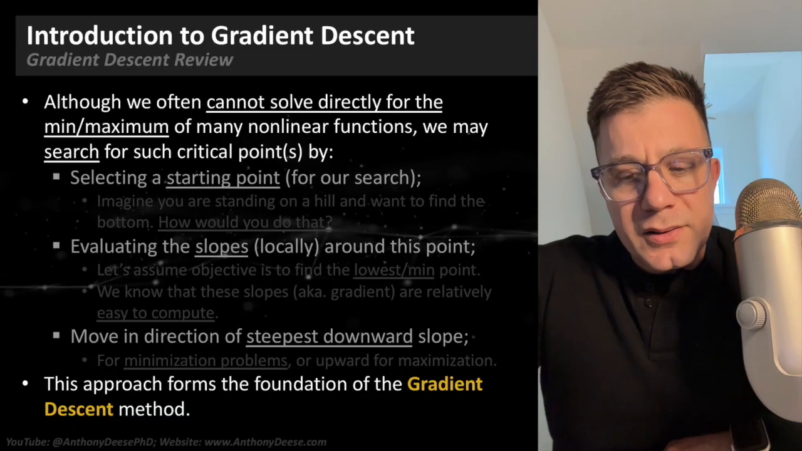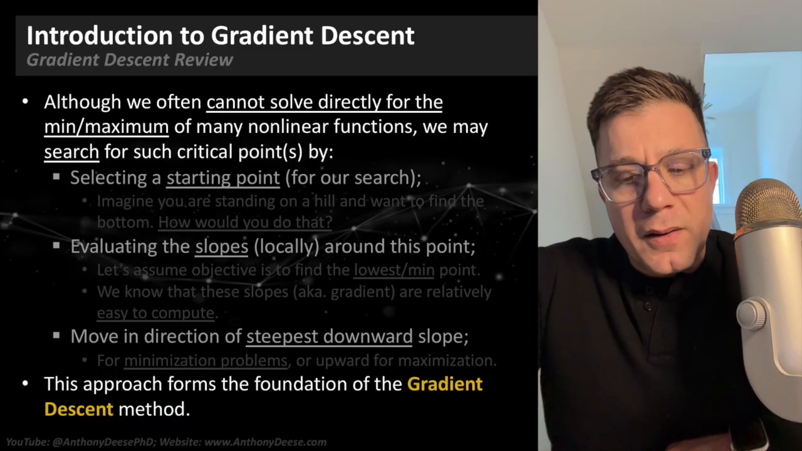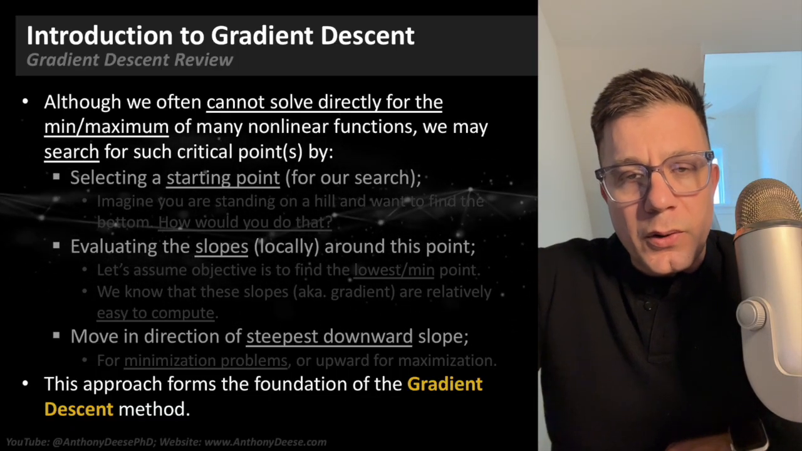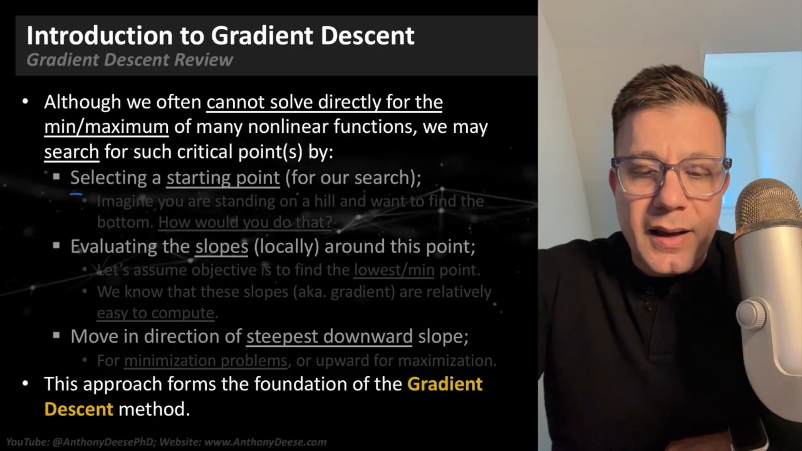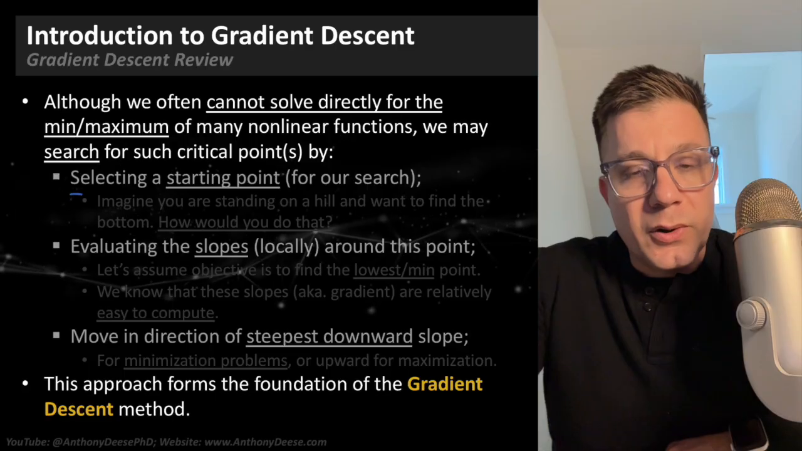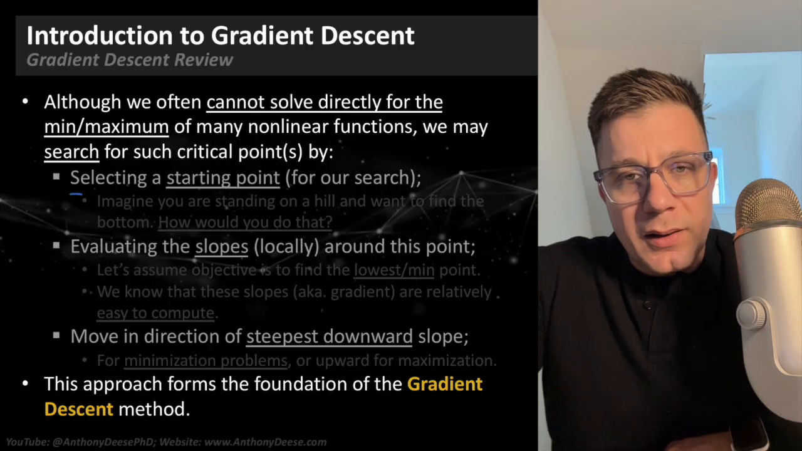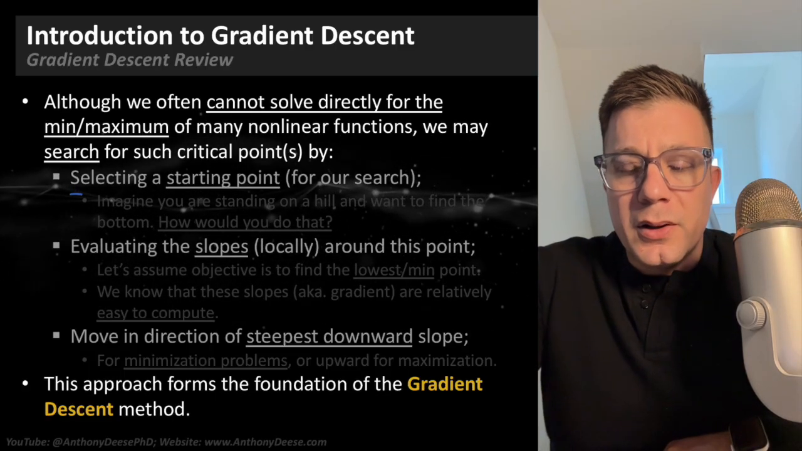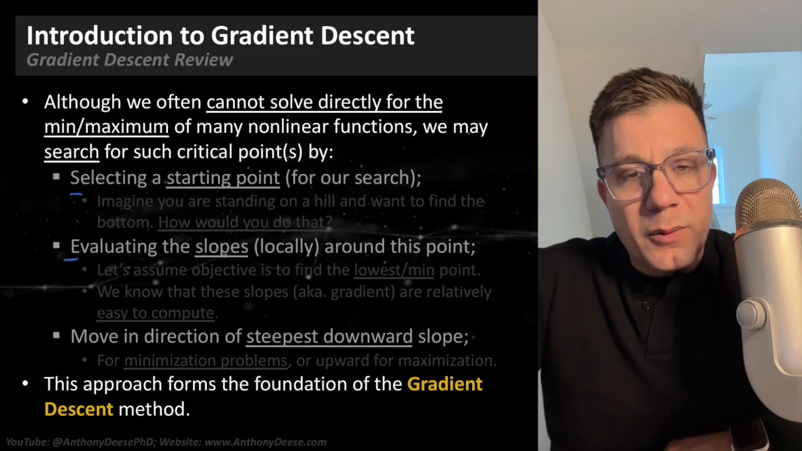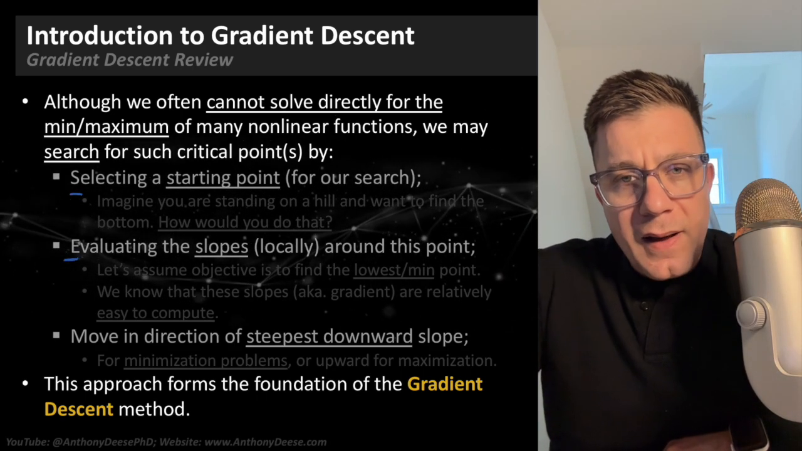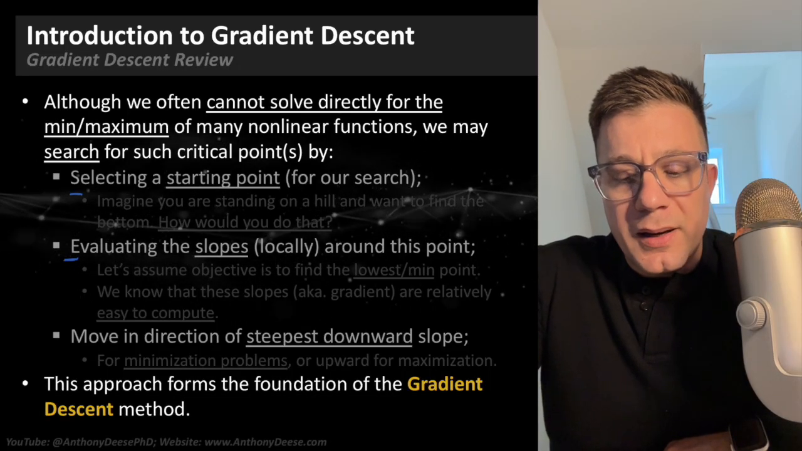Although we often cannot solve directly for the minimum or maximum of a nonlinear function, we may search for critical points by performing 2 or 3 steps in repetition. The first of which is to select a starting point or an initial condition for a search. Now let's imagine that we're standing on a hill and we want to find the bottom of the hill, the lowest point. How would we do that? One thing we might do is take a look around us, evaluate the slopes locally around this point, and that might tell us in which direction we need to begin walking.